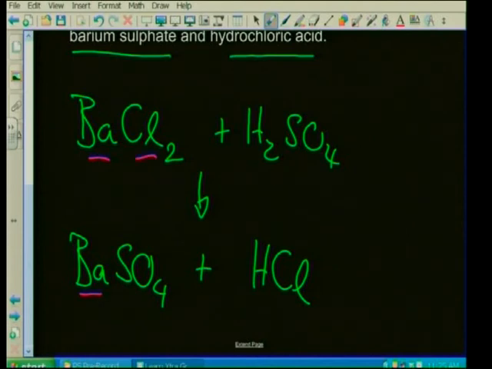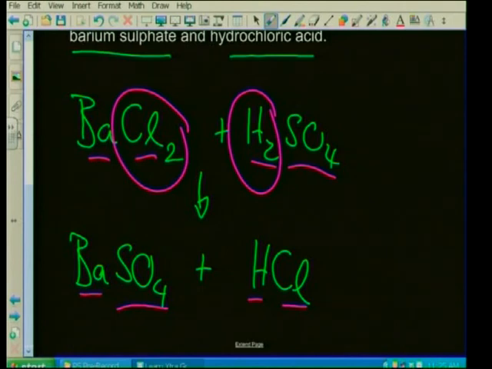We've got 2 chlorines over there. We've only got 1 chlorine over there. We've got 2 hydrogens over there, 1 hydrogen there. 1 sulfate group over there, 1 sulfate group. So to me, it looks like the problem areas are those 2. And I need to get 2 in both situations.